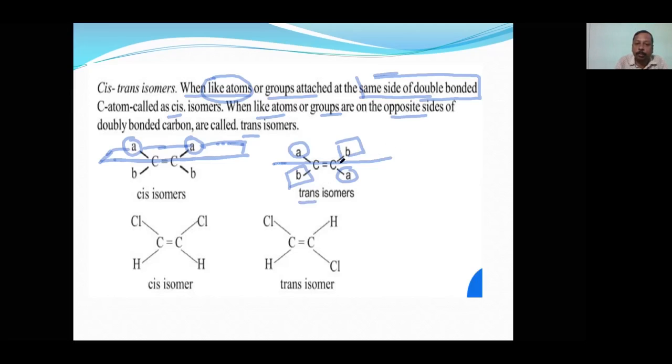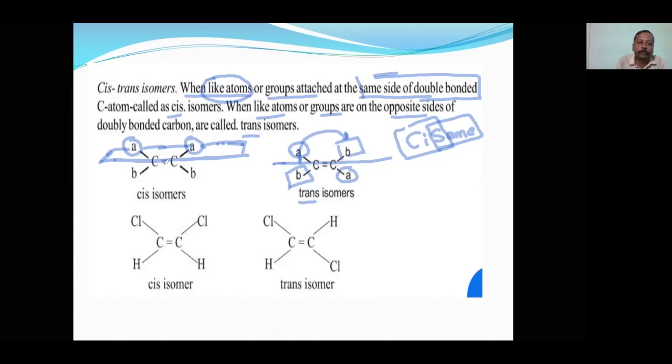If similar groups lie on the same side of the double bond plane, then it is called cis. So how to remember this cis? In cis there is an S, cis and same. So cis means on the same side. Trans means you have to transport, transfer from here to here. Like that you can remember, to avoid confusion in the last moment of the exam.